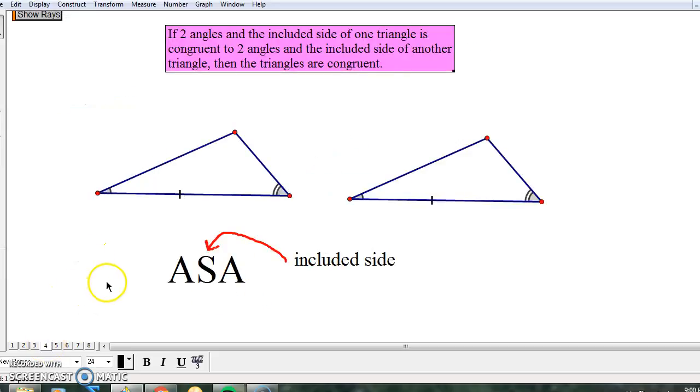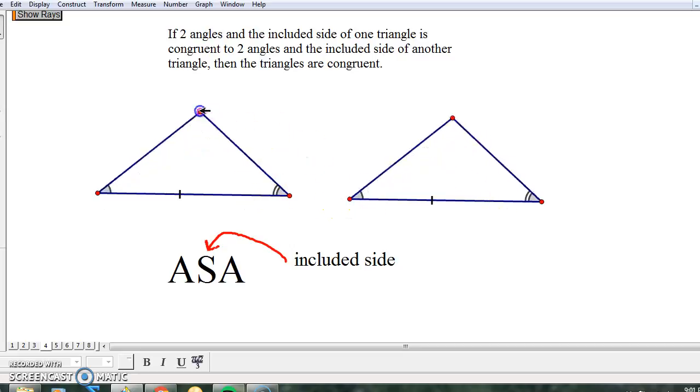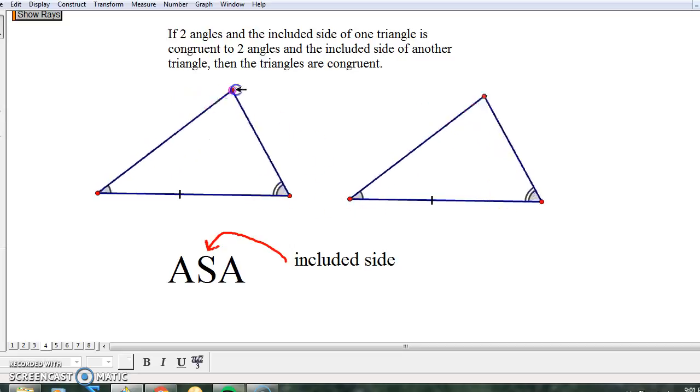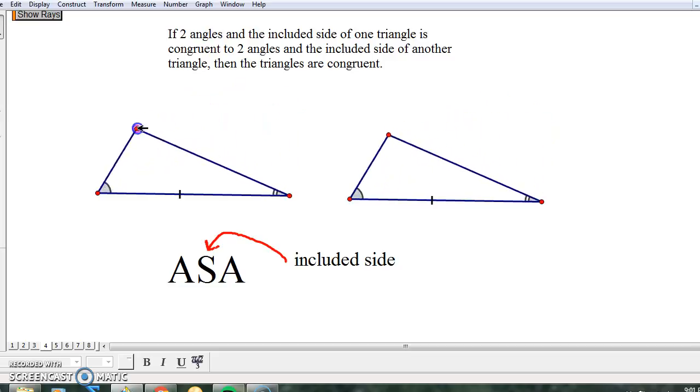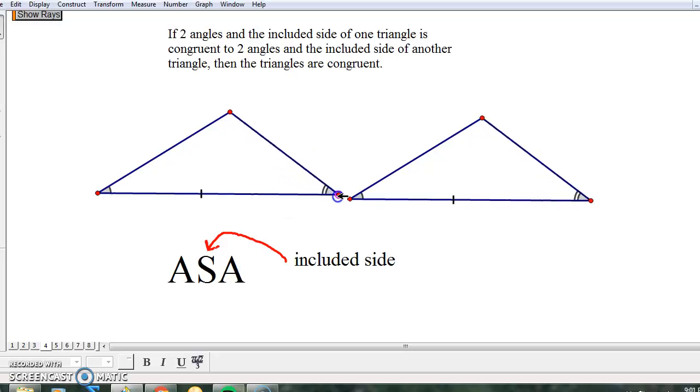Let's look at our next option, which is similar to the last one, but this time it's 2 angles and the included side. You can see on the picture that I've got these 2 angles congruent to these 2 angles. I can change that angle. I can also change both of them. As I move that point, both of those angles change together. And I can also change that side. I can see that those remain congruent.